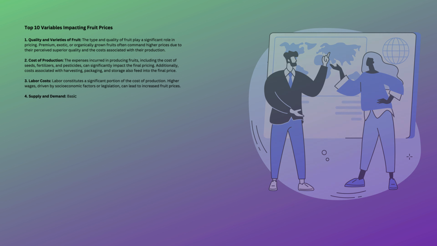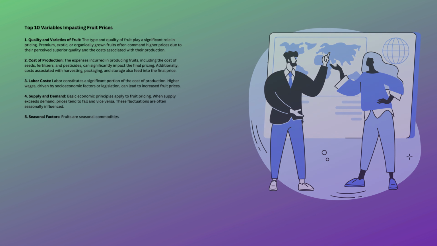4. Supply and demand. Basic economic principles apply to fruit pricing. When supply exceeds demand, prices tend to fall and vice versa. These fluctuations are often seasonally influenced. 5. Seasonal factors. Fruits are seasonal commodities. Their availability throughout the year can impact prices, with scarcity during off-season periods often leading to higher prices.